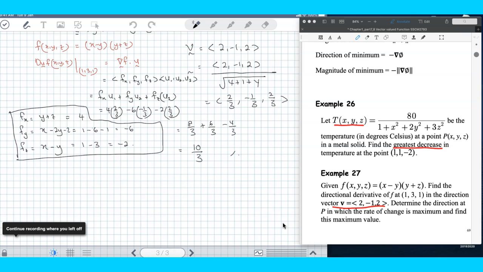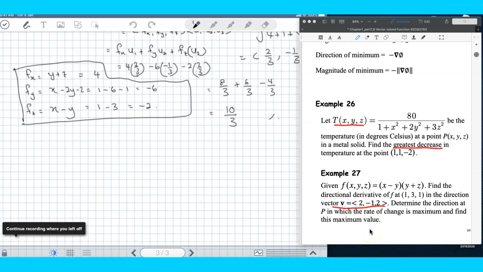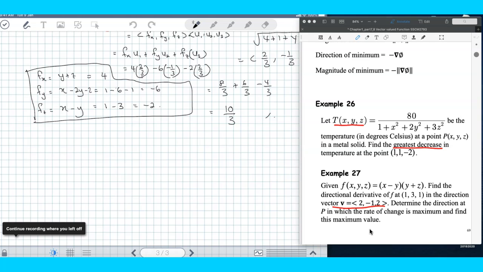Okay, so that is the first question from example 27. Next, determine the direction at the point given in which the rate of change is maximum and find its maximum value. So the second one is asking for the maximum rate of change. So to answer the next question, we want to find out the direction. So the formula to get the direction is the gradient f. Okay, and then the maximum value is the magnitude of the gradient.